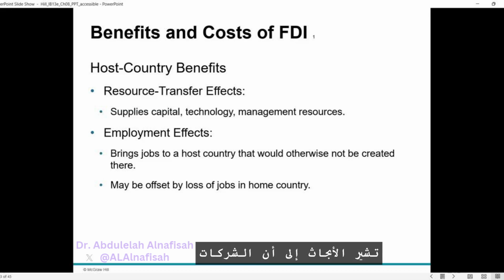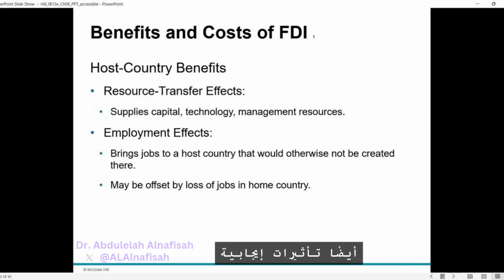Research indicates that MNEs transfer technology to host countries, boosting productivity and investing in research and development. Foreign management skills acquired through FDI can enhance operational efficiency and stimulate local personnel to establish indigenous firms.